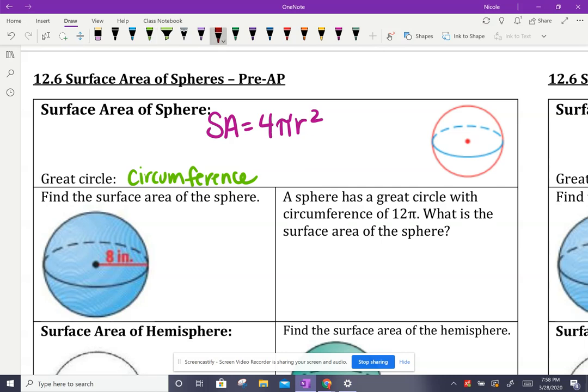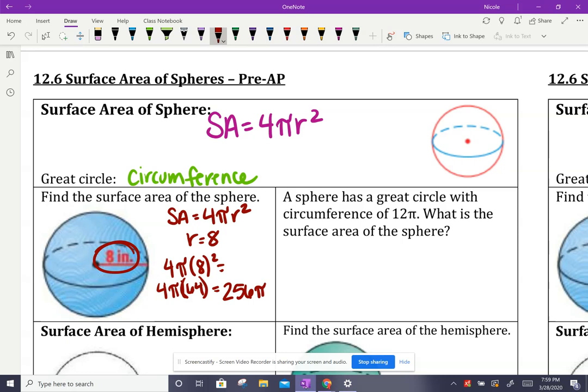So if I have the radius of 8 and I'm trying to find the surface area, it's 4 pi r squared. My radius is 8. So we take 4 pi 8 squared. For now, I'm going to leave this in terms of pi. And this turns into 4 pi 64. 64 times 4 gives you 256 pi, and this is in inches squared. Not too bad. Plug it in and go.